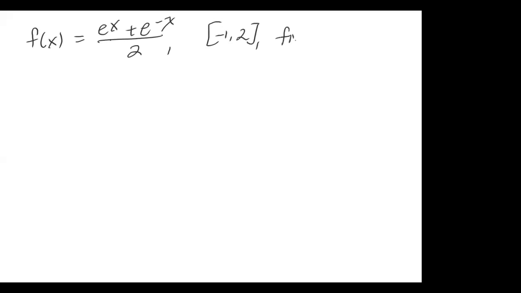Last time we stopped kind of in the middle of a problem. We said that for the function f of x is equal to (e to the x plus e to the negative x) over 2, defined on the interval from -1 to 2, we want to find all absolute extrema, and we want to find their locations and values.